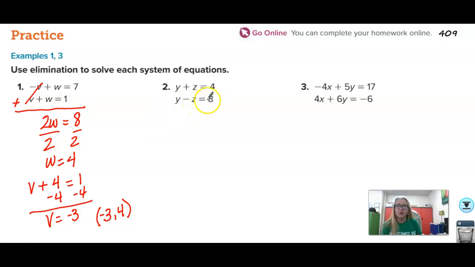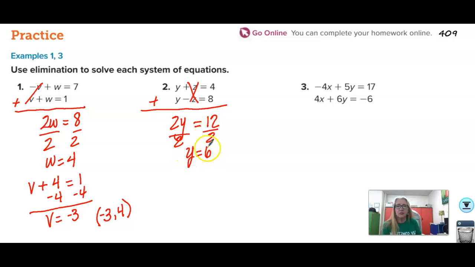All right, over here, I noticed that we have a positive z and a negative z, so those are going to cancel out. So I'm going to go ahead and add these two equations together. Y plus y is 2y. The z's cancel each other out, and I have 4 plus 8 is 12. Divide both sides by 2, and that tells me that y is 6.